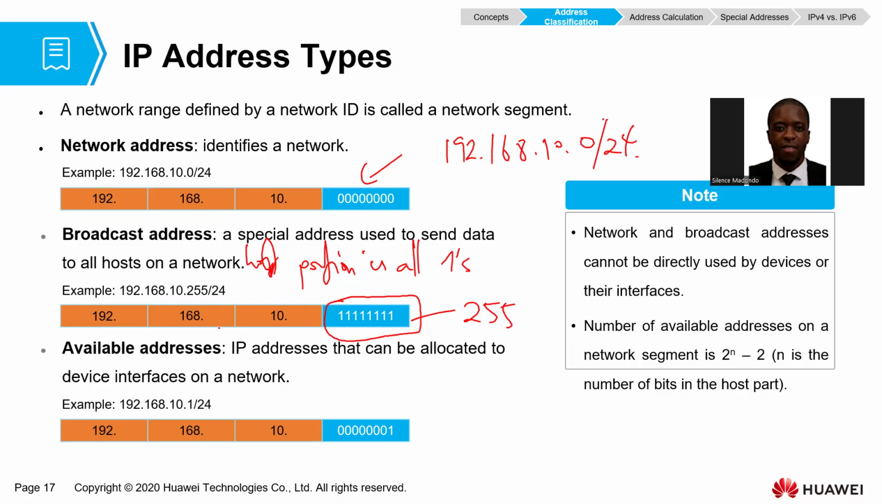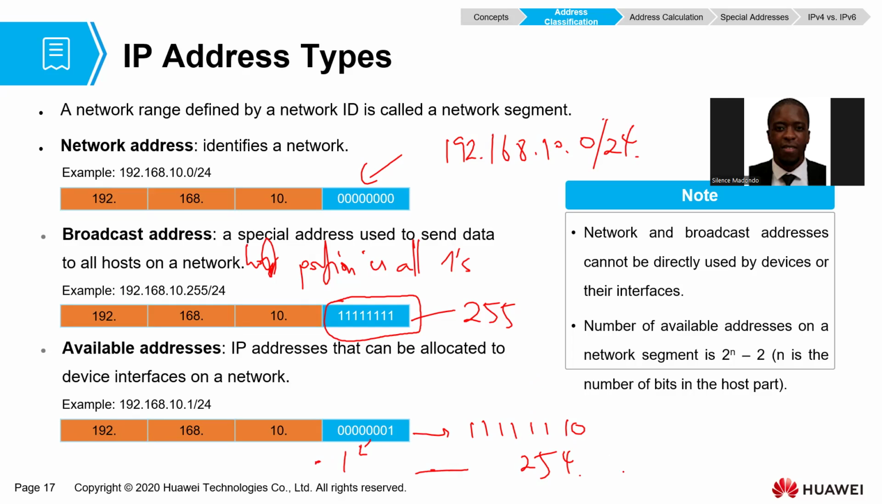Then 255 plus 1 is supposed to be the next network ID, that is 256, but since we have a /24, we are not going to have a 256. Then for the available addresses, which is basically the range, we'll start here. This is .1, this IP address. Then it ends at 254.